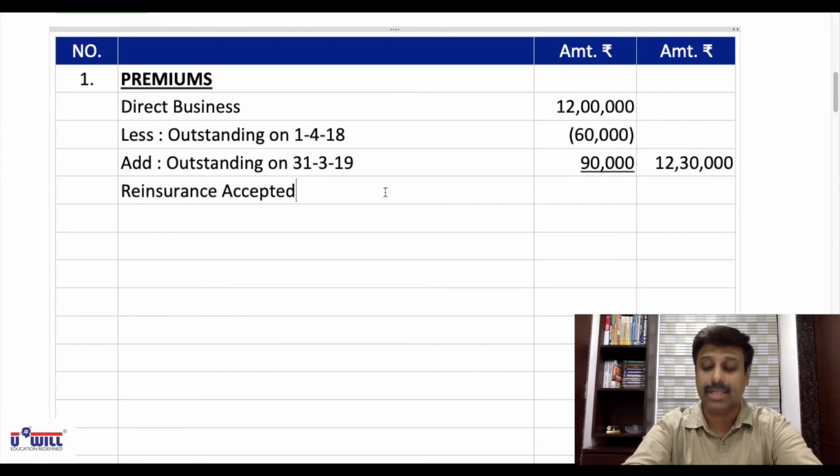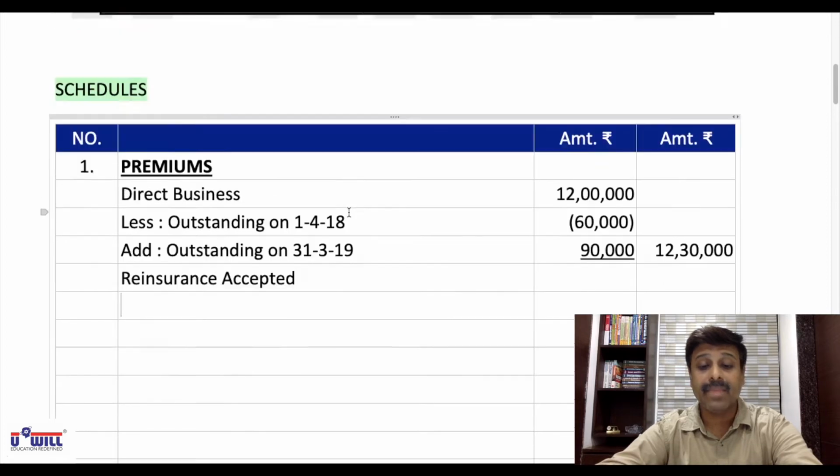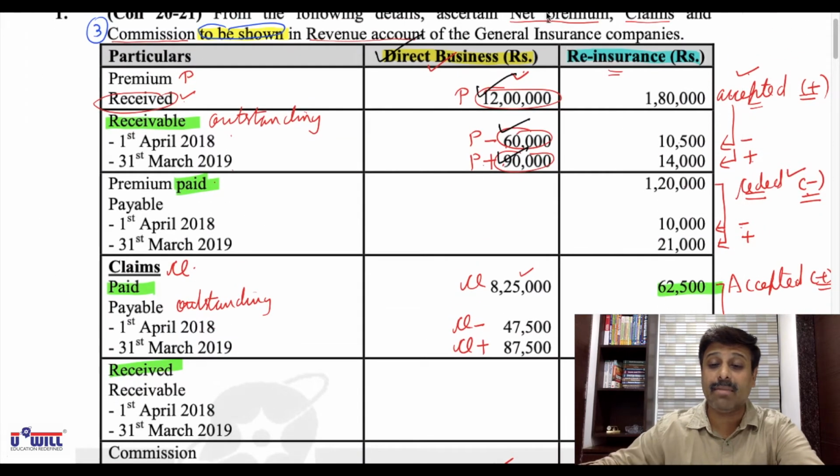Now we take reinsurance accepted. First reinsurance accepted, what is the amount? 1,80,000. That we write in the inner column.